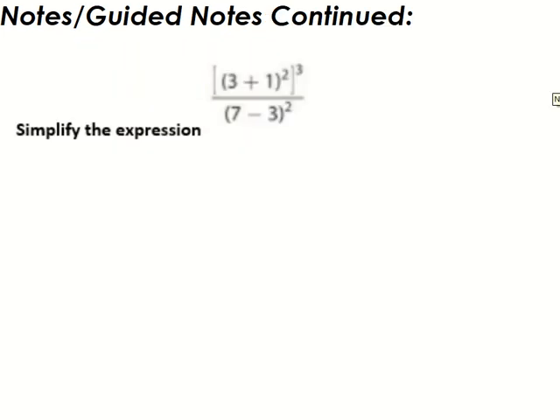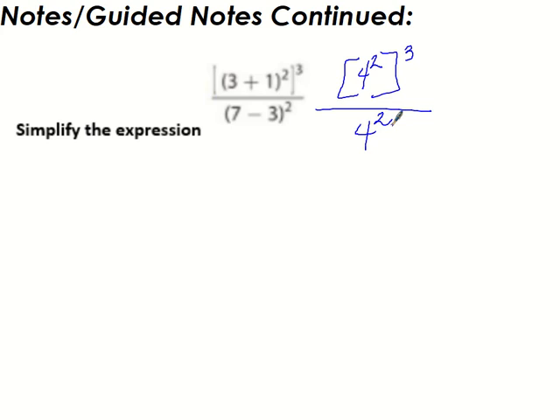All right, so this is just the example down below, just for room. I put it on another page. So again, parentheses first. So 3 plus 1 is 4. That's raised to the 2nd power, but that is then raised to the 3rd. 7 minus 3 is 4, and that's raised to the 2nd power.